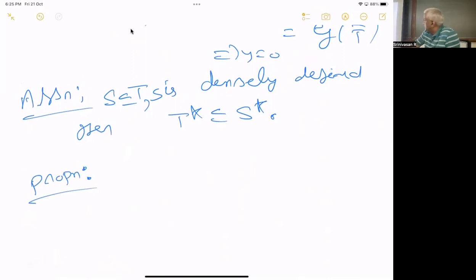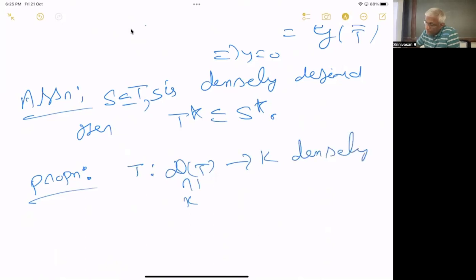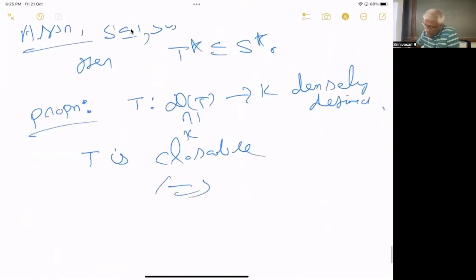Okay. So what is the proposition? The proposition is: T, defined on the domain of T, I write it all the time, and if I don't write it, please take it like that, is densely defined. Then T is closable is equivalent to saying T star is densely defined.